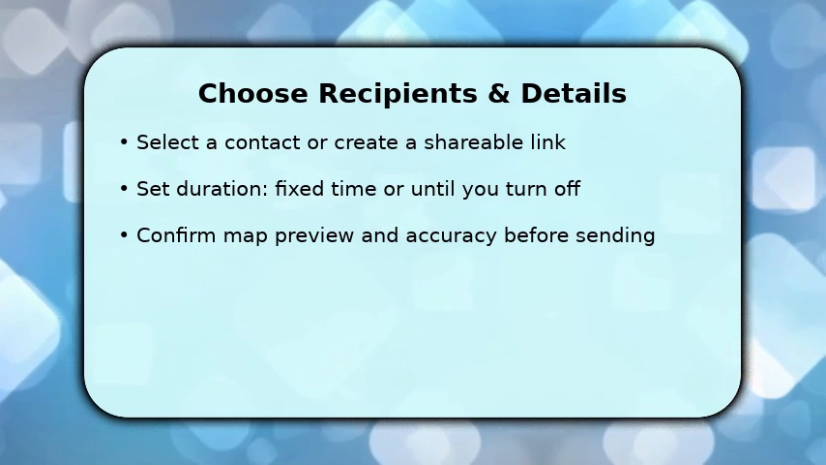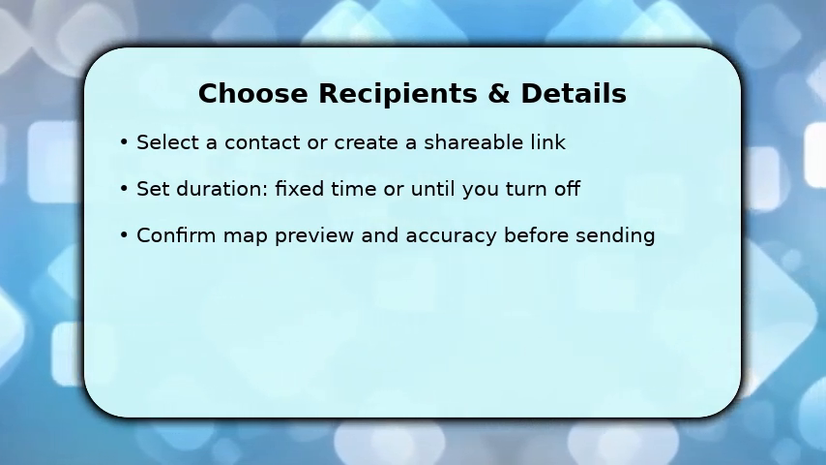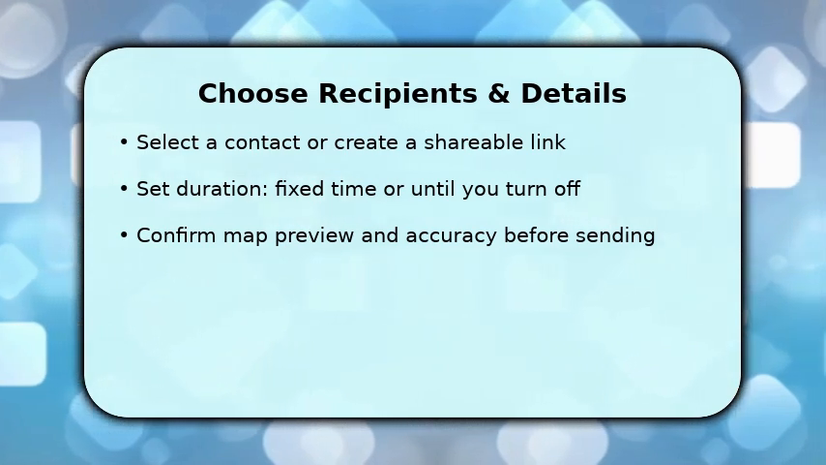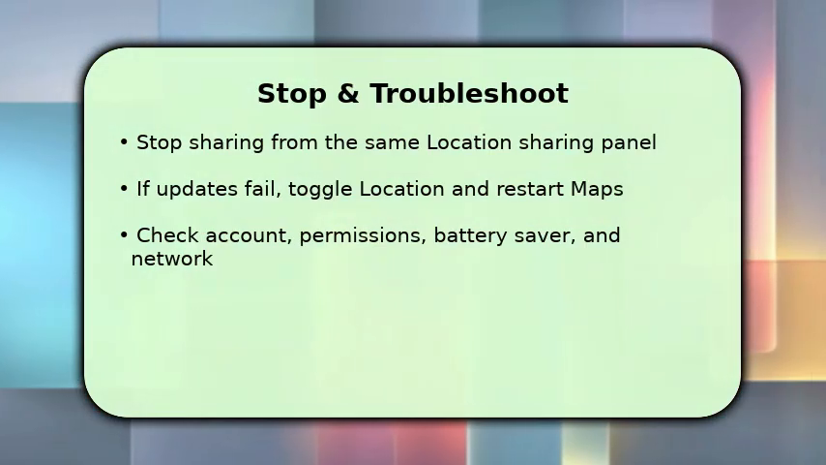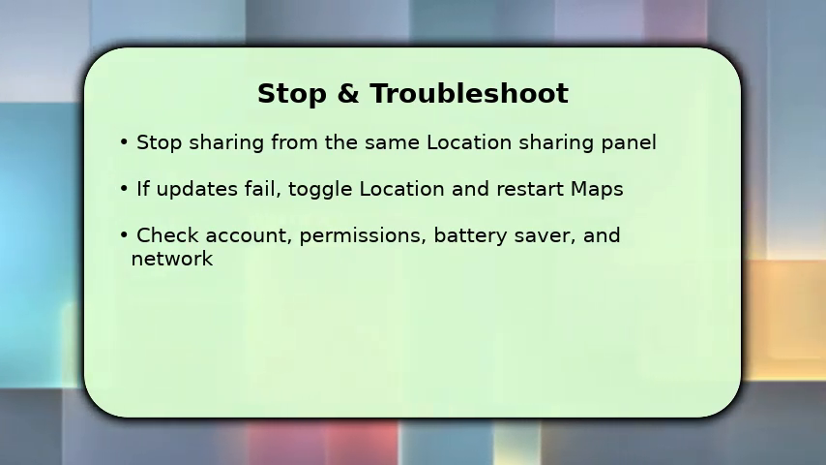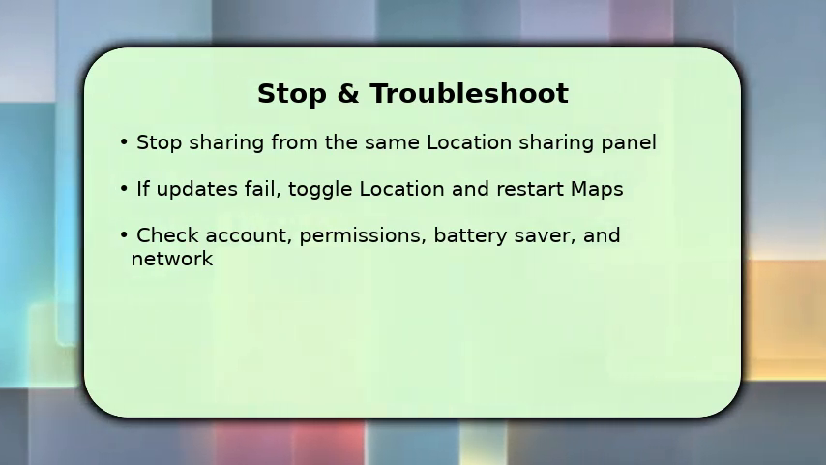If needed, toggle Wi-Fi or high accuracy mode to improve GPS lock. Then hit share to begin broadcasting your location. To finish, open location sharing again and tap stop to cut off access immediately. This is how you revoke the only active Google method.